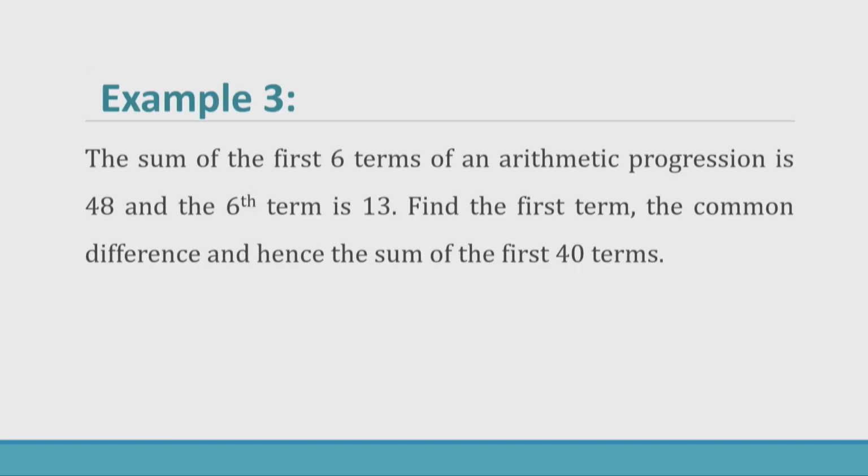Let us have a look at example 3. The sum of the first 6 terms of an arithmetic progression is 48 and the 6th term is 13. Find the first term, the common difference, and hence find the sum of the first 40 terms.